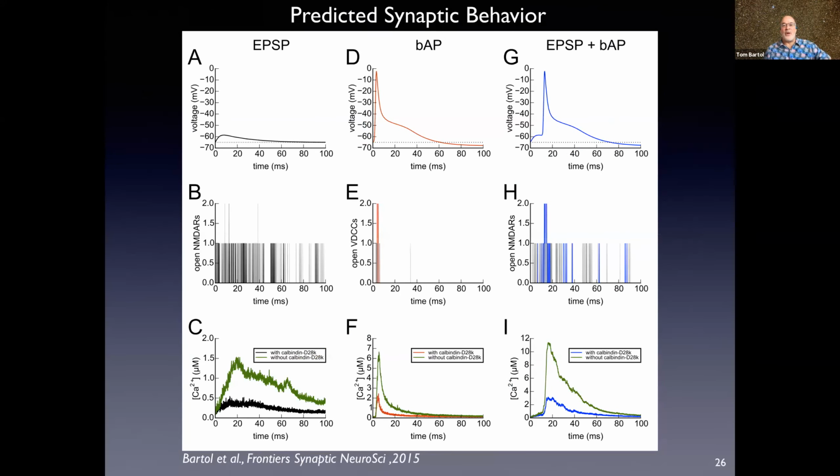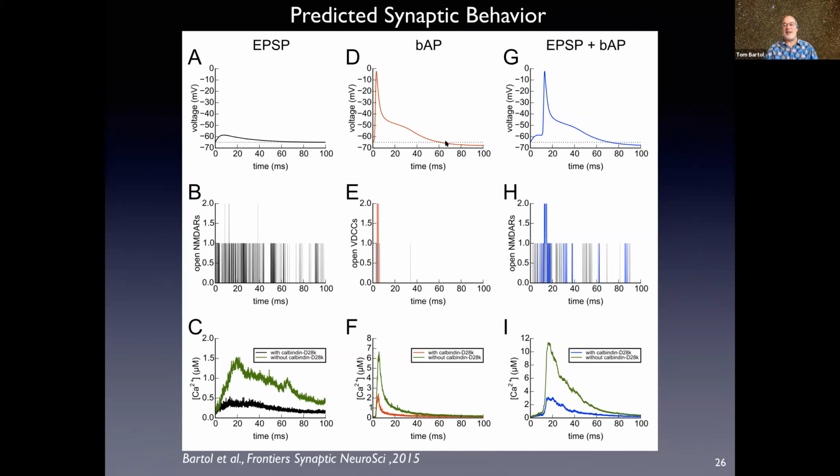So from these simulations, we can predict the behavior to several different stimuli. One is when there's an EPSP alone without a backpropagating action potential in the spine. One where there's a backpropagating action potential alone, but no pre-activation of the AMPA receptors or NMDA receptors, either because there wasn't an action potential or because there was an action potential, but no release of neurotransmitter.